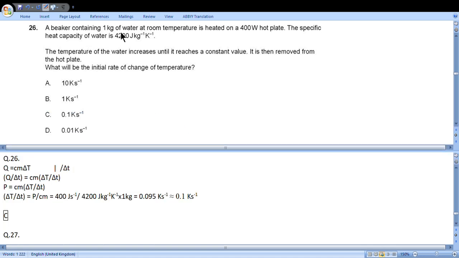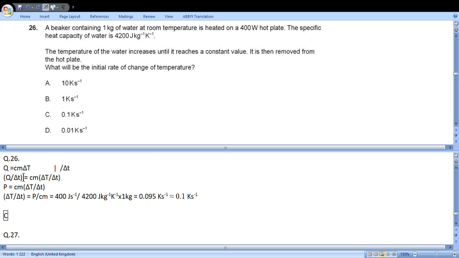A beaker contains 1 kg of water at room temperature and is heated on a 400-watt hot plate. The specific heat capacity of water is shown. The temperature of the water increases until it reaches the constant value, and then it's removed from the hot plate. What will be the initial rate of change of temperature?